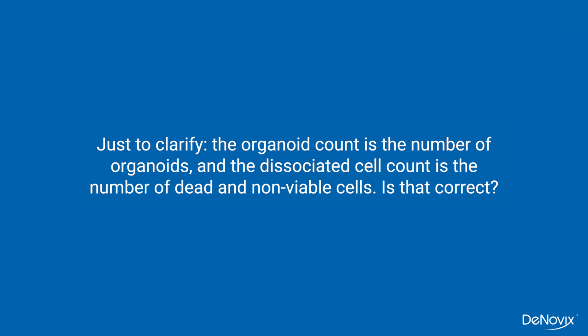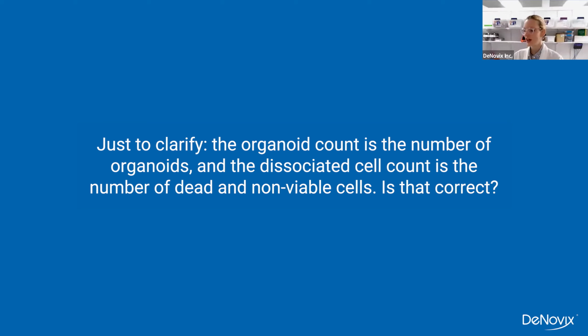Okay, so just to clarify, the organoid count is the number of organoids and the dissociated cell count is the number of dead and non-viable cells. Is that correct? So it's just any object that is not maintained in that structure. And so if you want to be extra strict, you can lower the gating size as well if you really want to make sure those are the only objects. But yes.